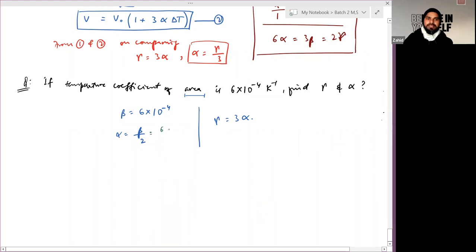So alpha is 6 into 10 to the power minus 4 divided by 2. So it will become 3 into 10 to the power minus 4 Kelvin inverse. And then gamma is 3 times alpha, so it will become 9 into 10 to the power minus 4 Kelvin inverse.